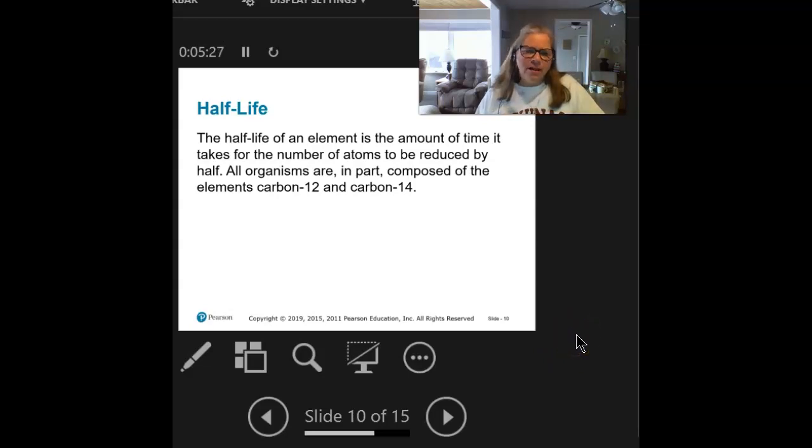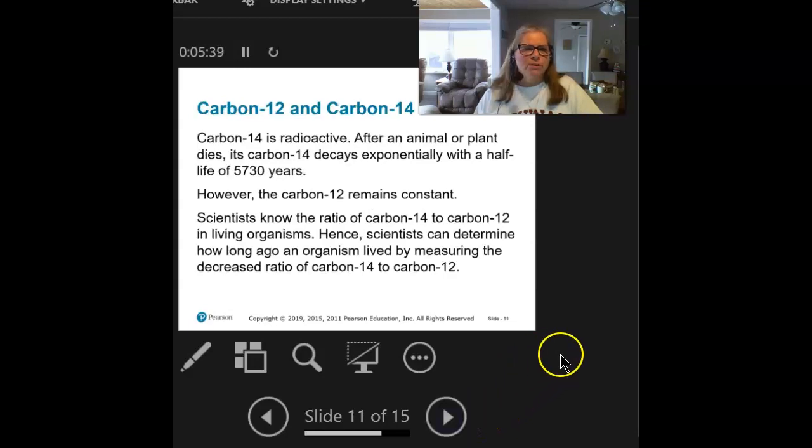So the half-life of an element is about the amount of time it takes for the number of atoms to reduce by half. So we're going to take a look at some carbon dating elements of carbon 12 and carbon 14.